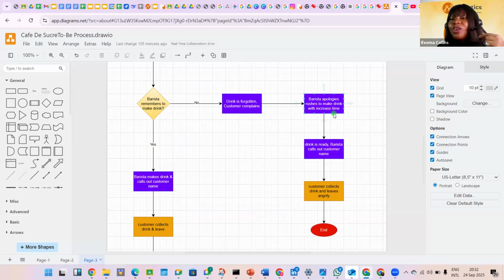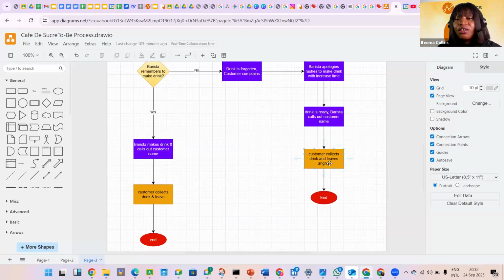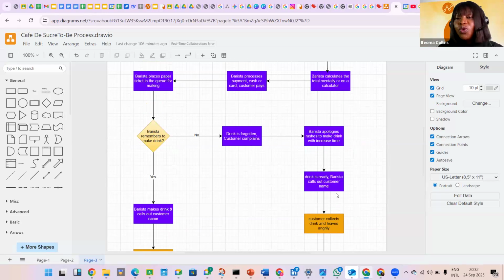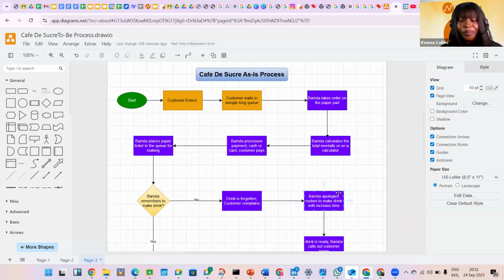And this is more increased time. Now the drink is ready. The barista calls out the customer name and the customer collects the drink and leaves angrily. This process ends. Now, let me ask you a question. If you were the customer, would you go back here to buy coffee? Please give me your response in the comment section.